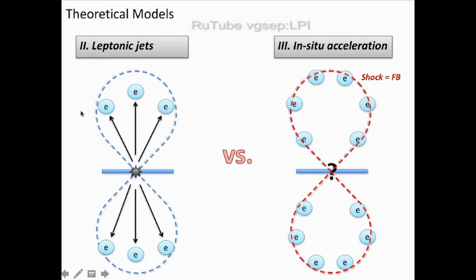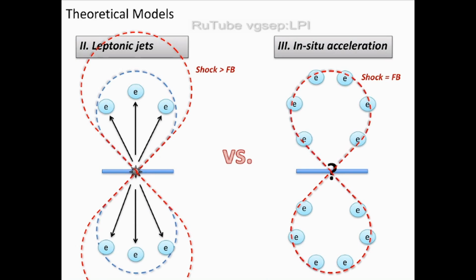However, for the leptonic jet models, in typical scenarios, the forward shock can be more extended than the surface of the Fermi bubbles, which represents a contact discontinuity between the jet material and the shocked ISM. So the location of the shock is one key ingredient if we want to distinguish the leptonic jet model from the in situ acceleration models. The key question is: where is the shock? Where can we find it? We can again go to the X-ray band, right?